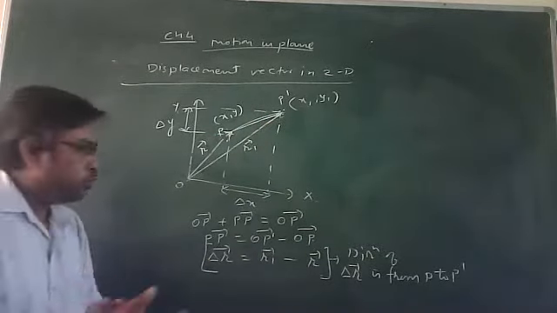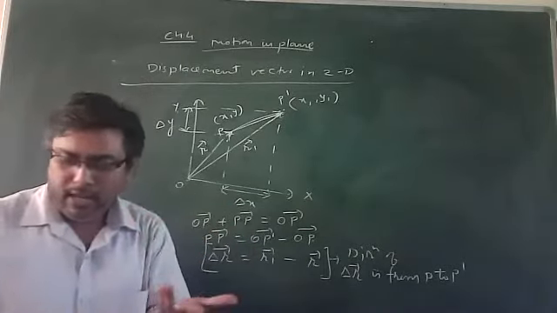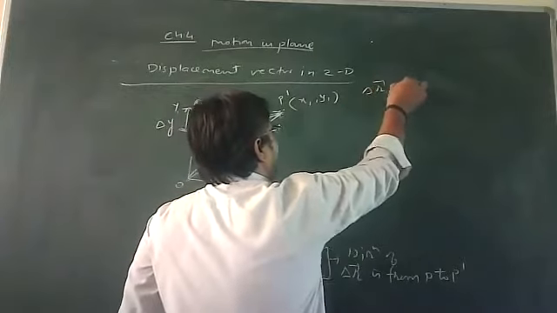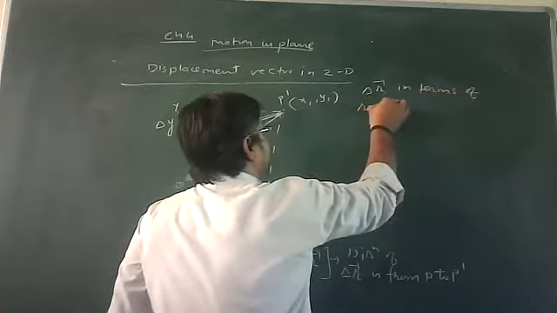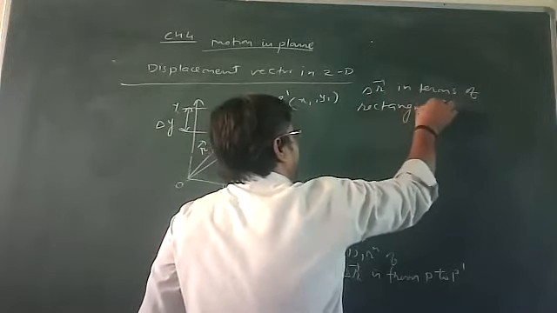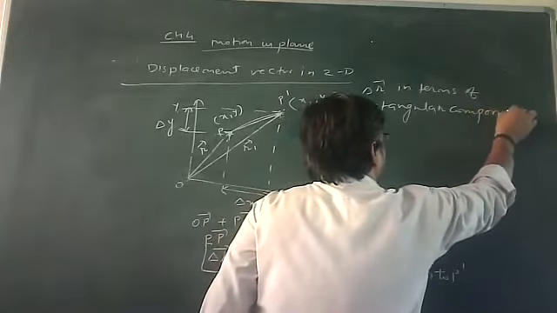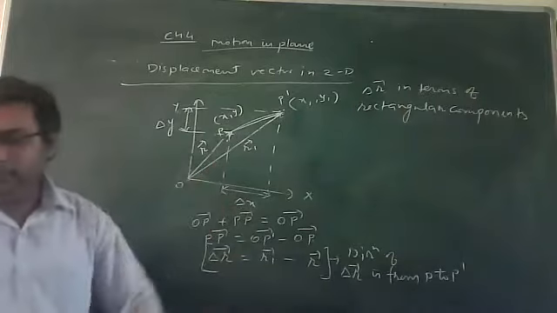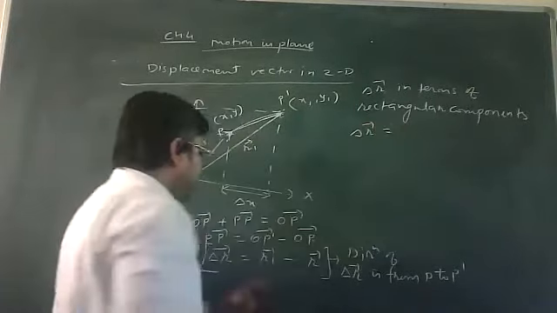If I want to split this displacement into its rectangular components, how will I make it? So I can write delta r vector in terms of rectangular components. I will write these things in terms of rectangular components. Delta r vector I am going to find out here. What is r1 vector?